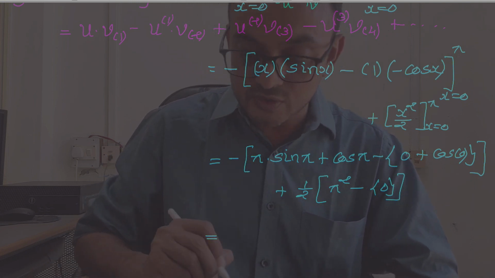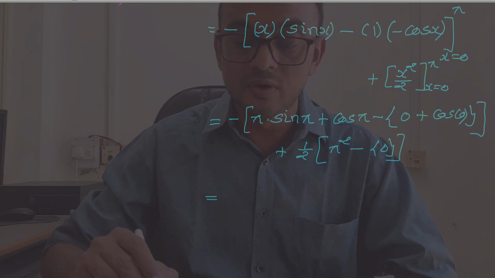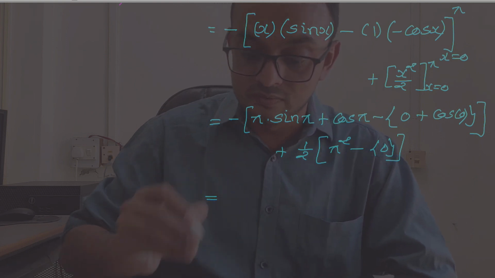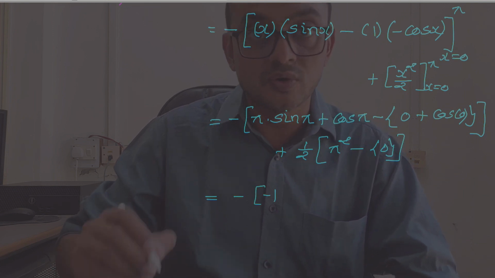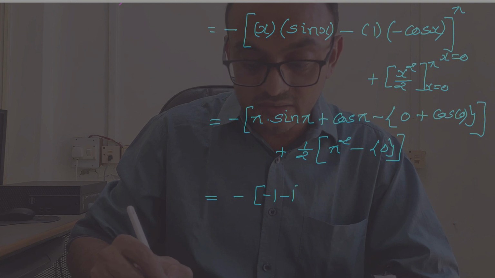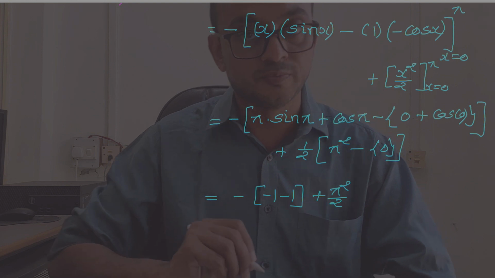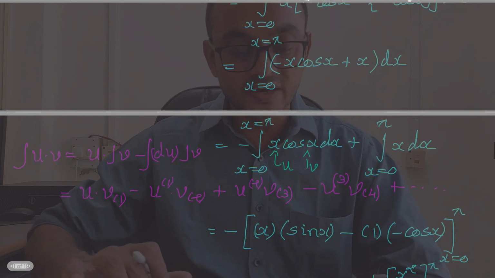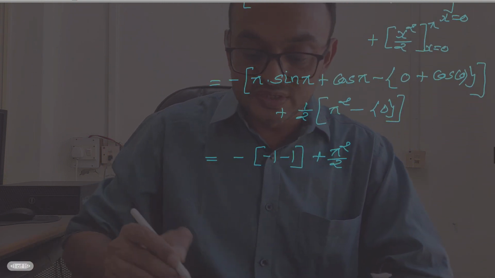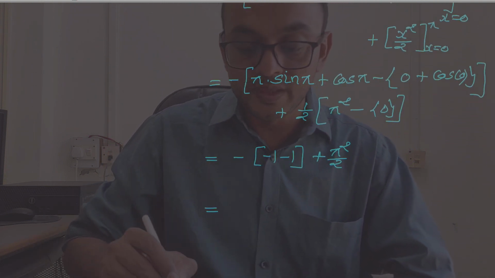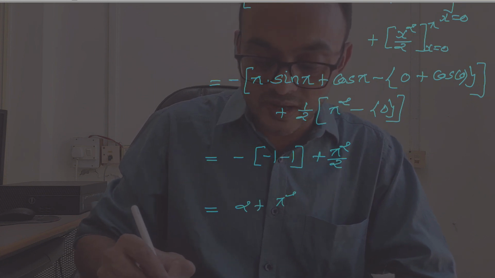So this is equal to, what is sine pi? Sine pi is 0. Cos pi is minus 1. So this minus sign, cos pi is minus 1. Cos 0 is 1. With this sign, it is minus 1 plus pi square upon 2. And what is the left hand side? Left hand side is this integral, which is equal to, so this is minus minus plus 2 plus pi square upon 2.